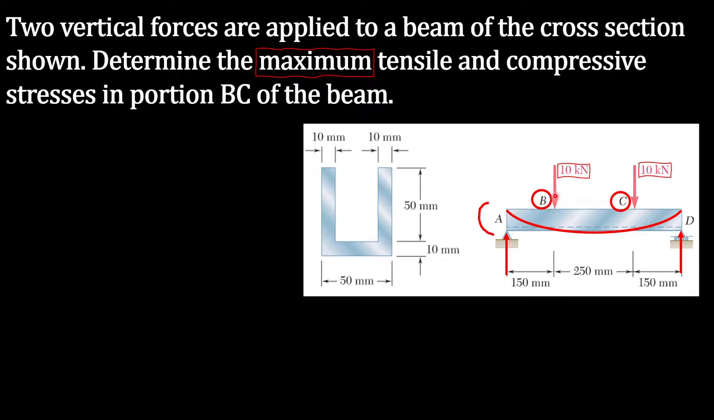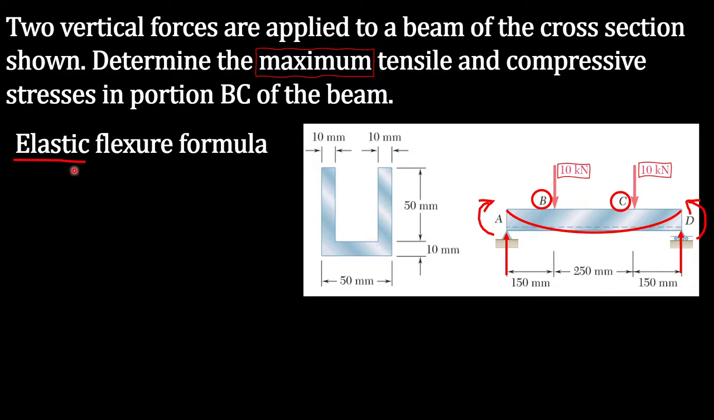And when we find the reaction forces, we will see that we will have equal and opposite forces that will cause a couple. And because of the bending that happens, because of this pure bending, we will use the elastic flexural formula. And here the word elastic means that when we remove the 10 kilonewton applied forces, the beam will return back to its original shape. There will be no permanent deformation.